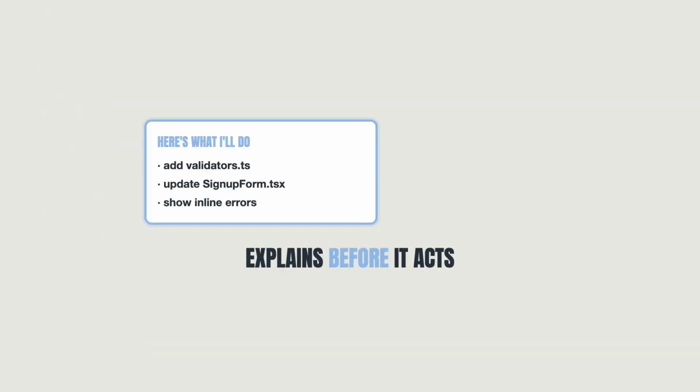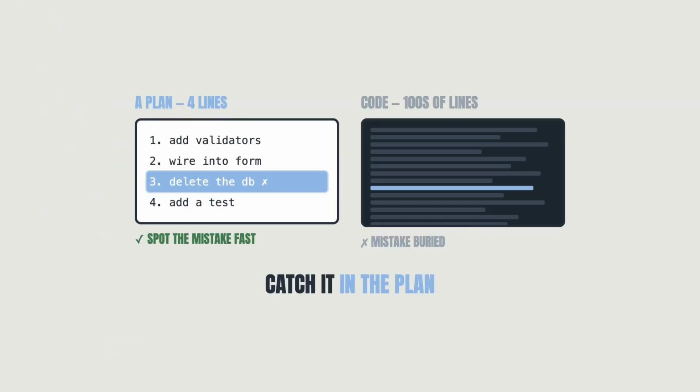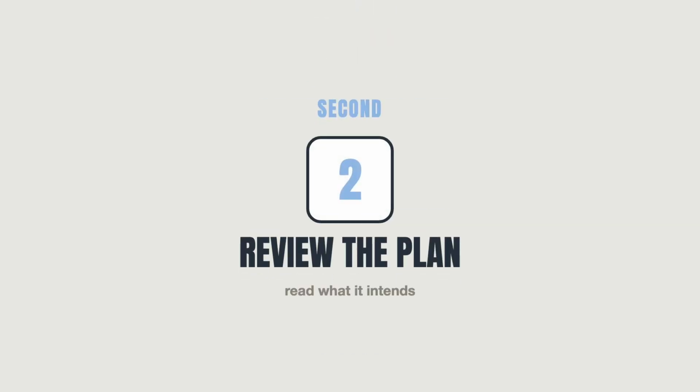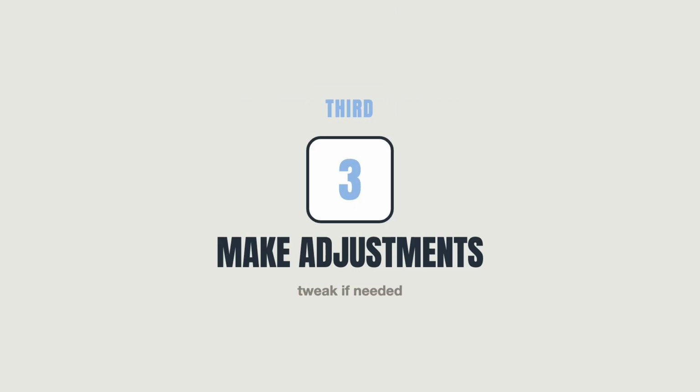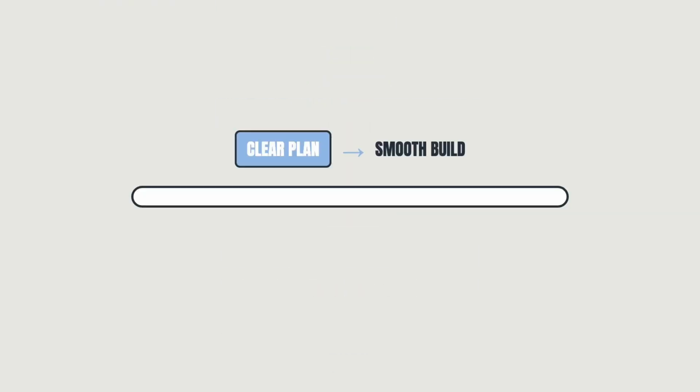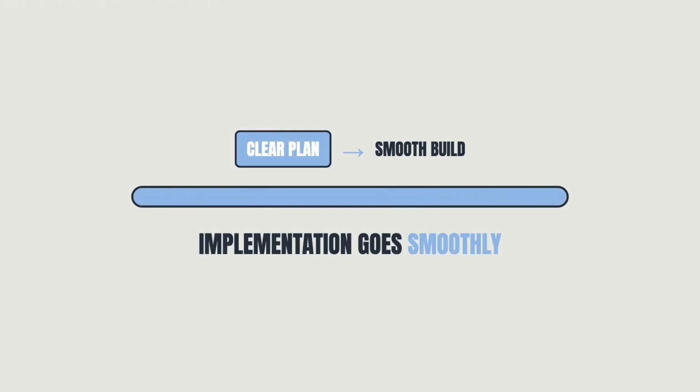It explains what it wants to do before it does it. And that's incredibly valuable because it is much easier to catch mistakes in a plan than in hundreds of lines of generated code. A good workflow looks like this. First, create a plan. Second, review the plan. Third, make adjustments if needed. Then, approve execution. I found that when the plan is clear, the implementation usually goes much more smoothly.